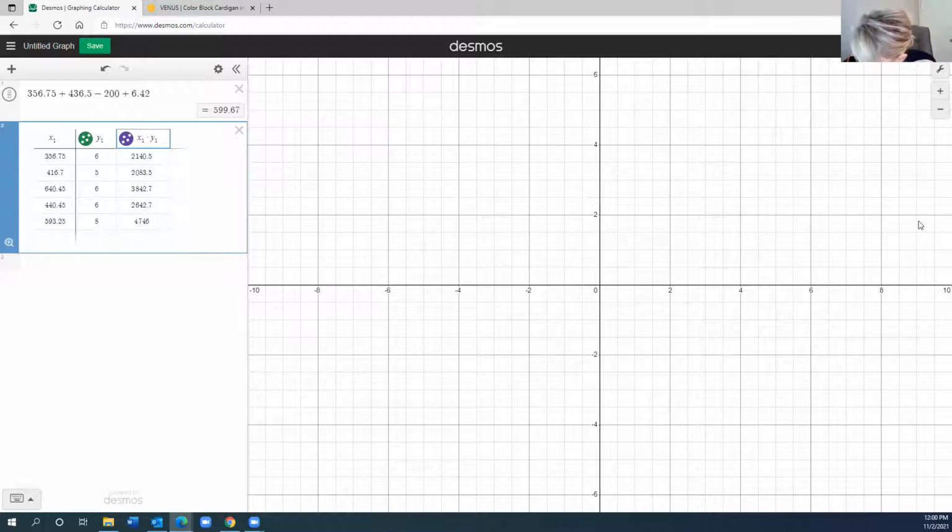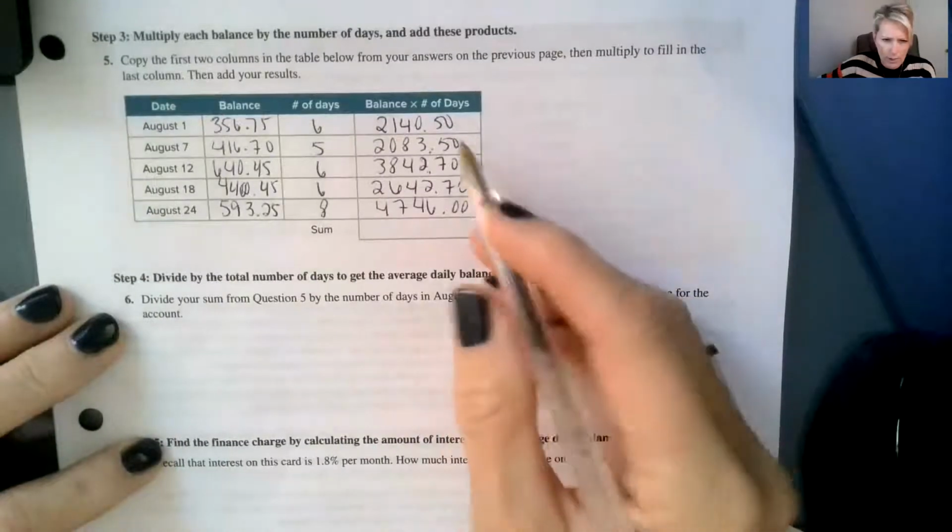So 2,140 and 50 cents. And then 2,083 and 50 cents. And then 3,842 and 70 cents. And then 2,642 and 70 cents. And then 4,746 even. And then they asked us to go ahead and add those up right here.